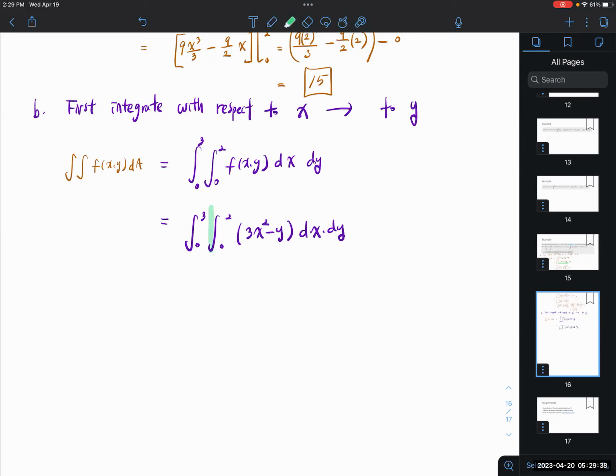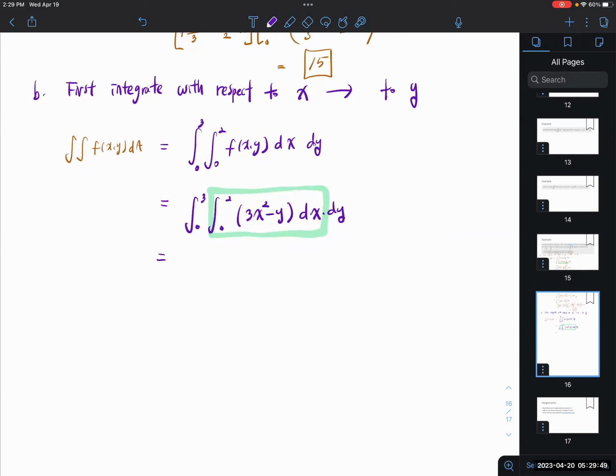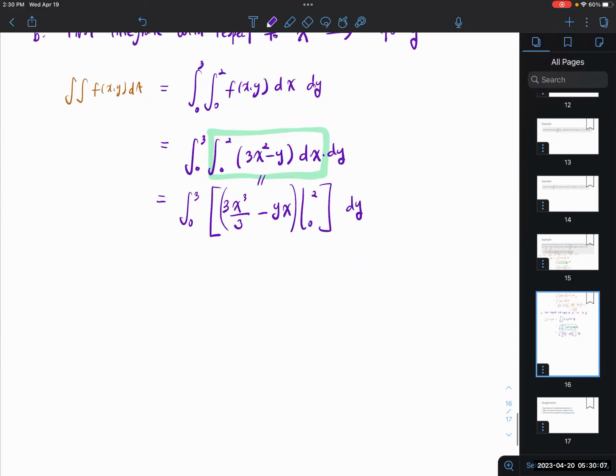So we're gonna do this work first, the inside. So what happened now? y is the constant, so you can integrate with respect to the x variable. So I have 0 to 3 outside, dy. So 3x to the third over 3, right? Minus yx, because we consider y as a constant. And then from 0 to 2. So 3 cancels, we do have x cubed minus xy.